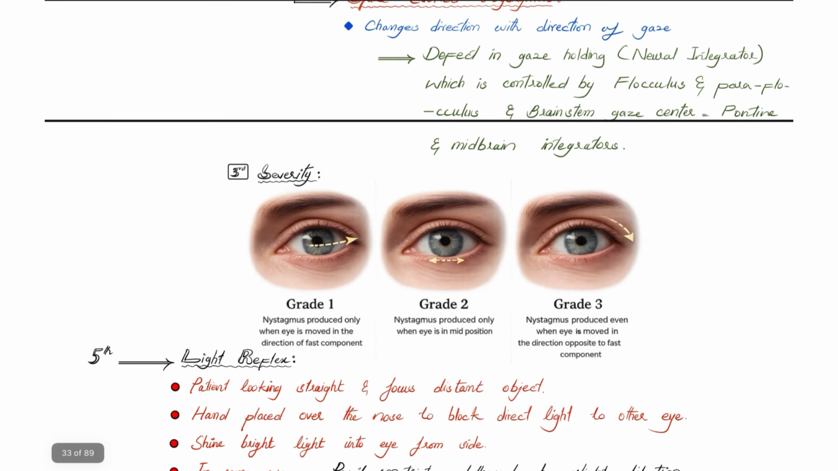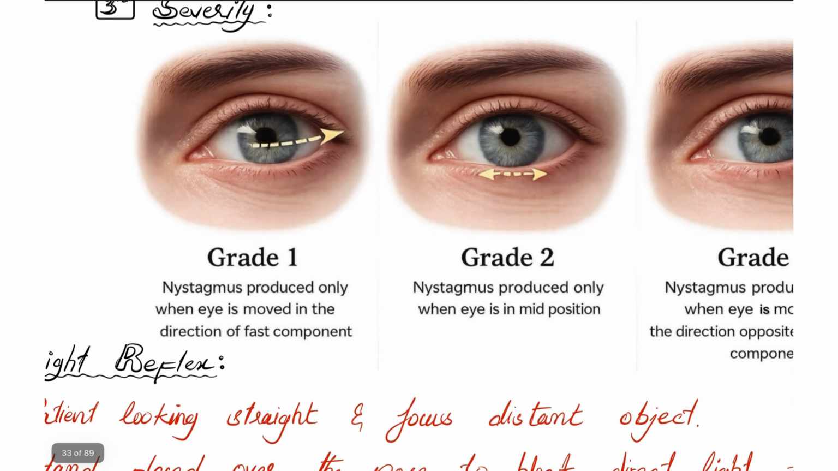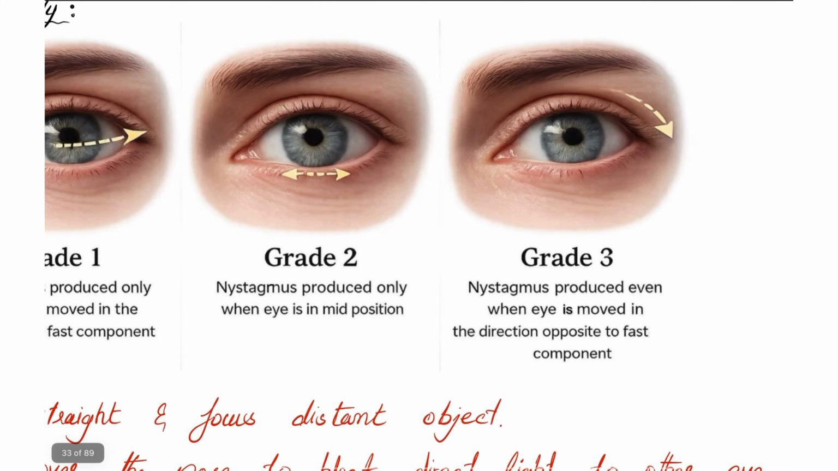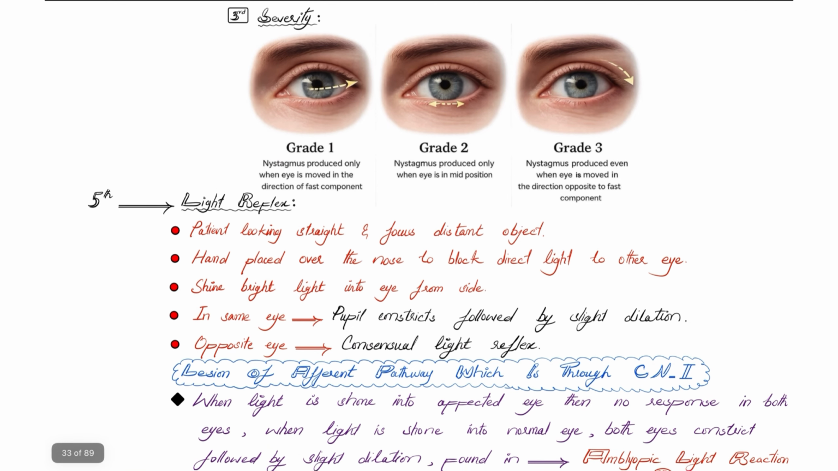Nystagmus has three grades. In grade 1, nystagmus is produced only when the eye is moved in the direction of the fast component. In grade 2, nystagmus is produced only when the eye is in mid position. And in grade 3, nystagmus is produced even when the eye is moved in the direction opposite to the fast component, meaning when the eye is moved in the slow component of the nystagmus.